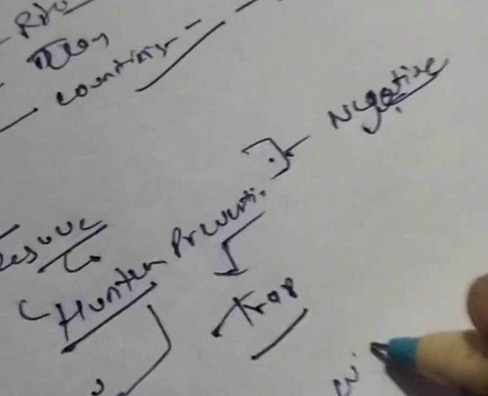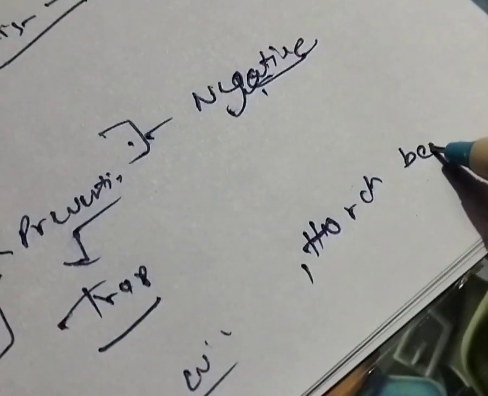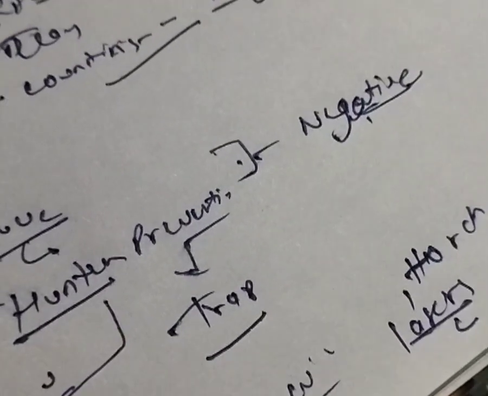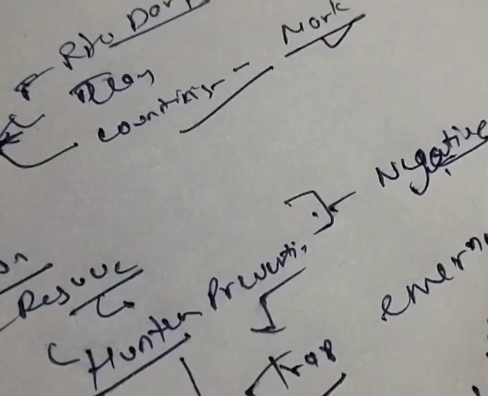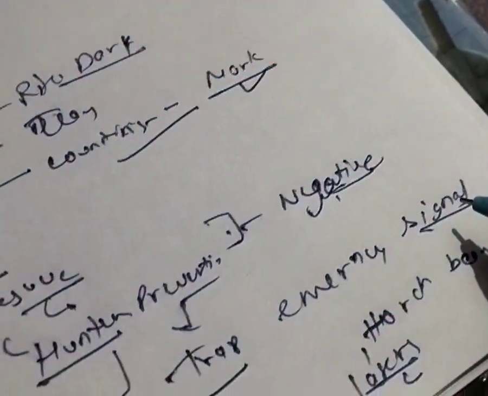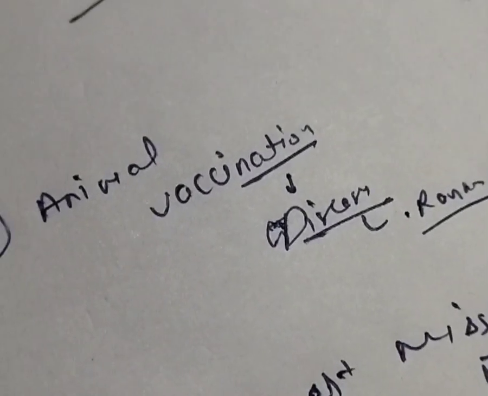First aid kit, high torch beams, lasers to locate each other. And for emergency signals, they use some lights and all.